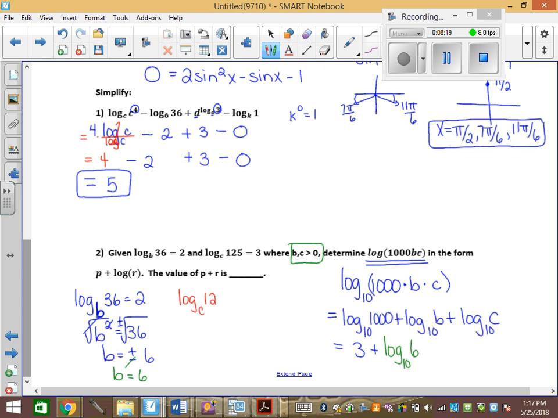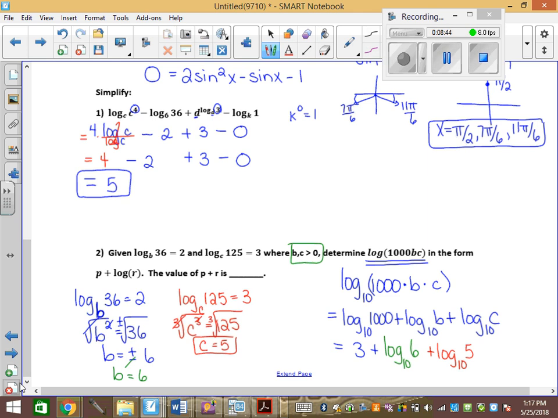of 125 equals 3. I can convert to exponential because I don't know the base. c cubed equals 125. Cube root. And c equals 5. So plus log base 10 of c, which is 5.